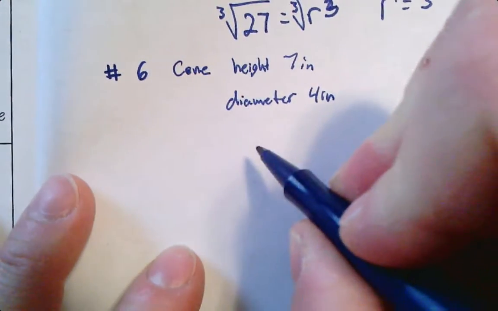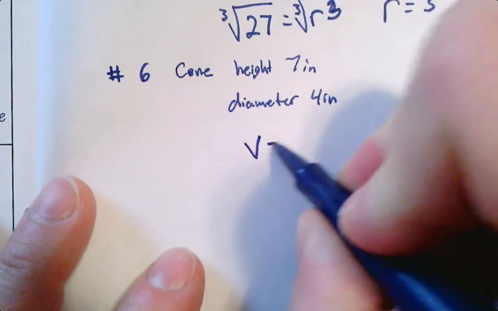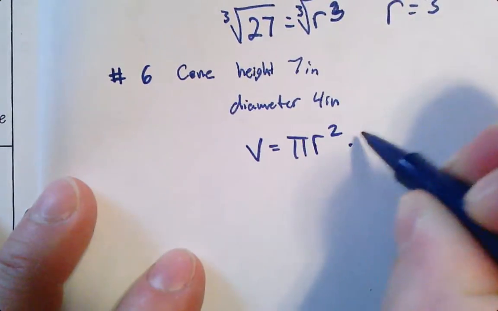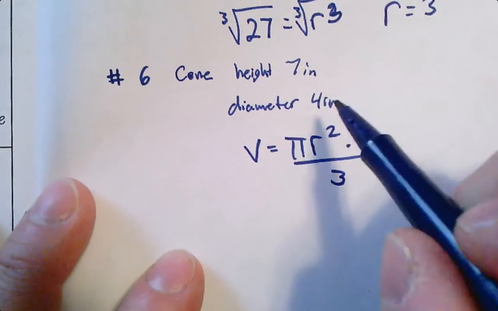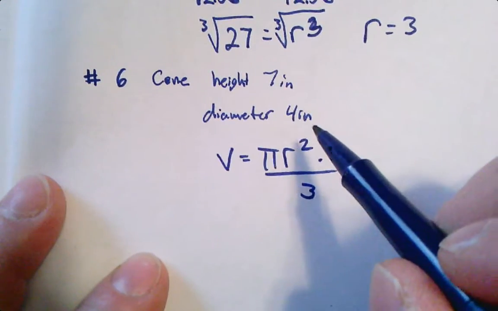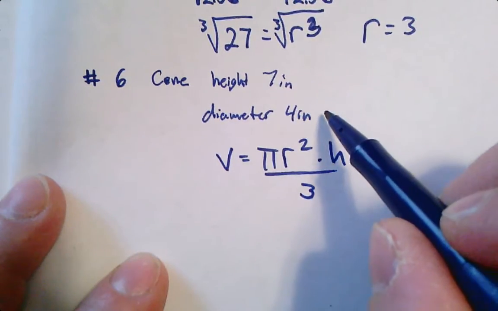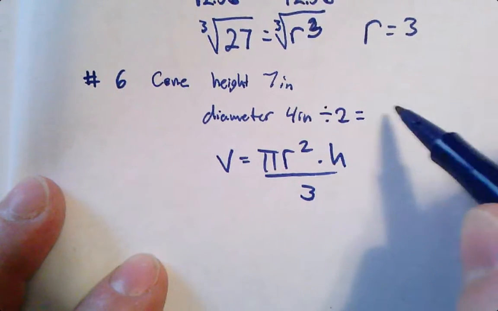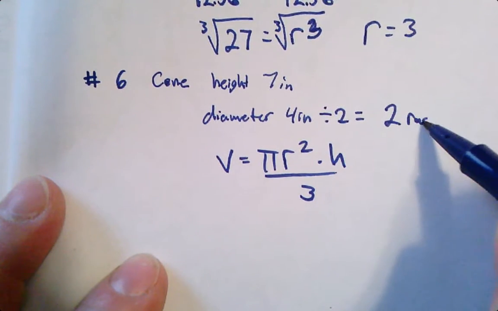So with a cone, its volume equals pi r squared times height, divided by 3. Now, if the diameter is 4, that means half of 4, which is 2, is your radius for this.